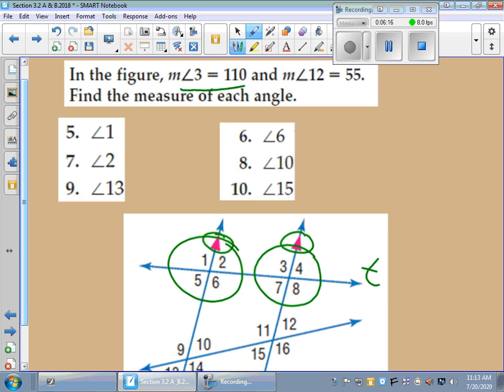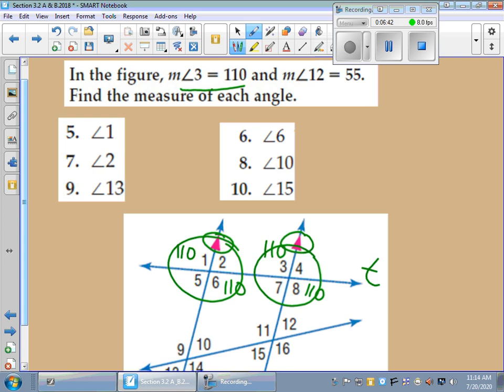So this is 110. I'm going to try to find all the angles in these clusters that are 110. First of all, vertical angles. Angle 3 and angle 8 are vertical angles, so those are all 110. I also want to go to the cluster over here. Angle 3 and angle 1 are the same because they're corresponding angles. They're also 110. And also angle 6 is 110.